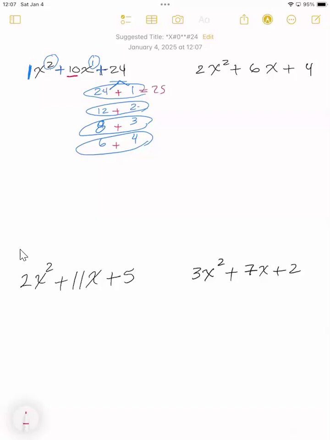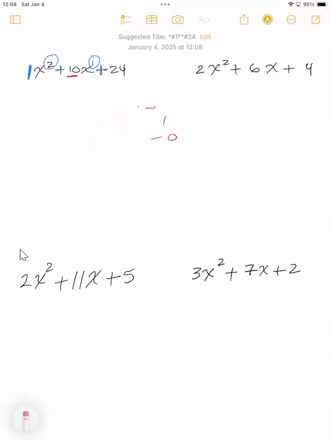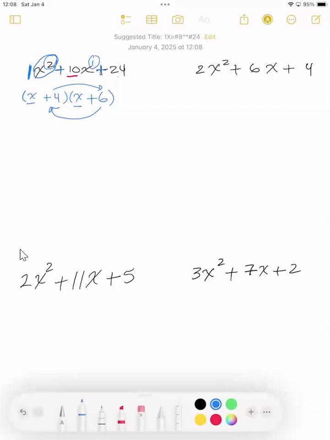24 and 1 is 25. 12 and 2 is 14. 8 and 3 is 11. 6 and 4 is 10. So these are the factors we choose. Next, we are going to open up two parentheses and put x inside each parentheses. So we open up two parentheses, break the x to the power 2. This x to the power 2 is written as x times x. 24 is written as positive 4 and positive 6. We can put positive 6 first and positive 4 inside the other parentheses, doesn't matter.